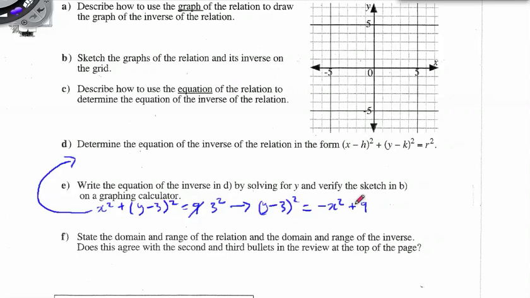Solving for y, it looks like we're going to have to square root both sides. Now when we square root a variable, we end up with plus or minus our answer. If it's a cube root or a fifth root, we don't need to bother with the plus and minus. But when it's a square or a fourth root, we do.